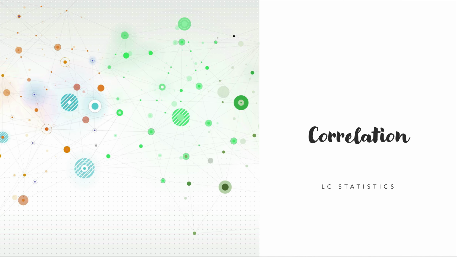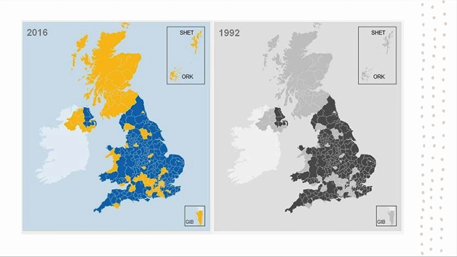Take a look at correlation for Leaving Cert ordinary level and higher level statistics. So the first thing we need to understand is what correlation is. What I actually have is a heat map here of an example of correlation. The map on the left represents in blue the counties in the UK that voted for Brexit, and on the right the darker grey colours are where in 1992 the areas were affected by mad cow disease.